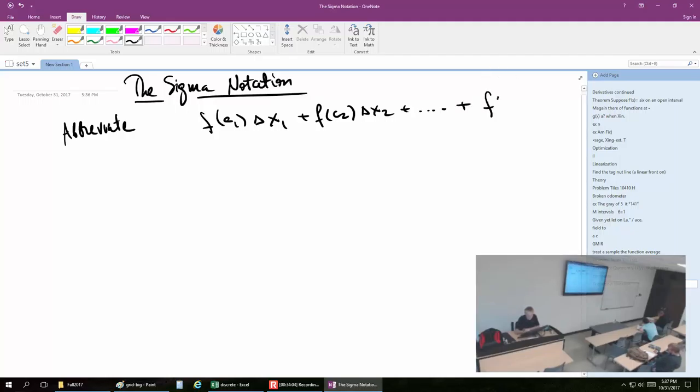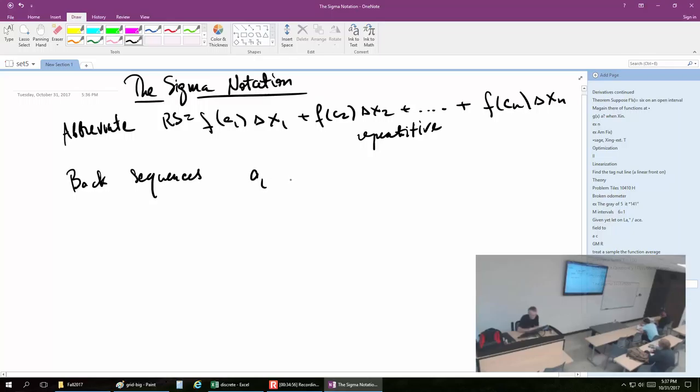And that is the sigma notation. The sigma notation is how to abbreviate this business, f(c1) delta x1, f(c2) delta x2, dot dot dot, that's especially inconvenient, f(cn) delta xn. Okay, so that's the Riemann sum, and it is just not convenient to use. It is first of all long, and then it is also cumbersome to trace the indices, and it is repetitive too.